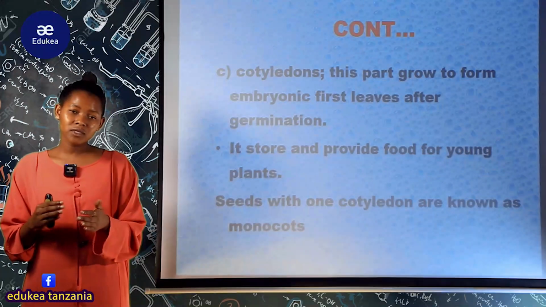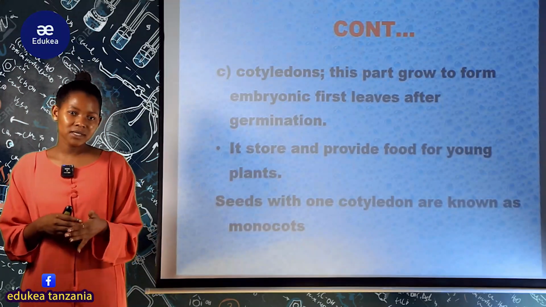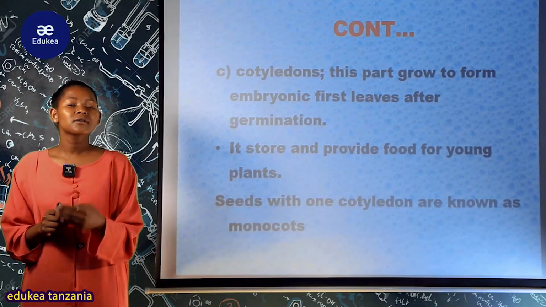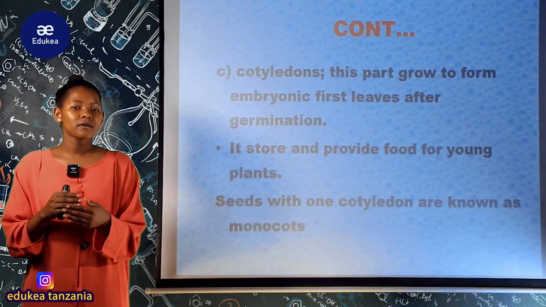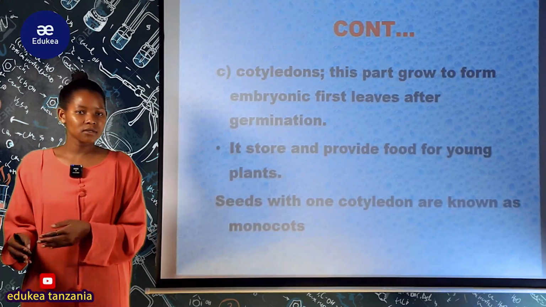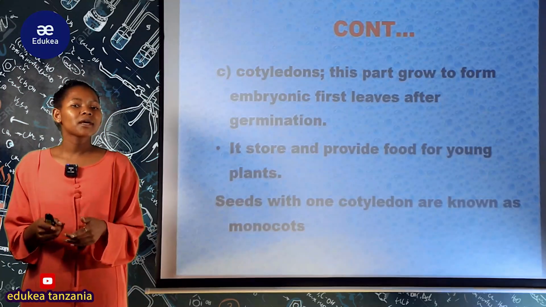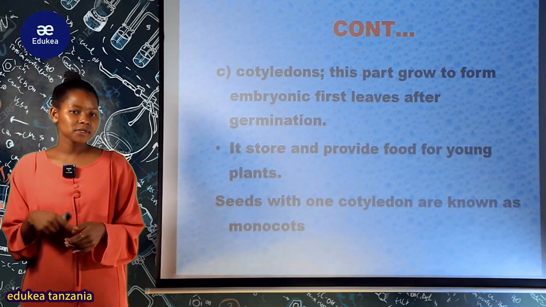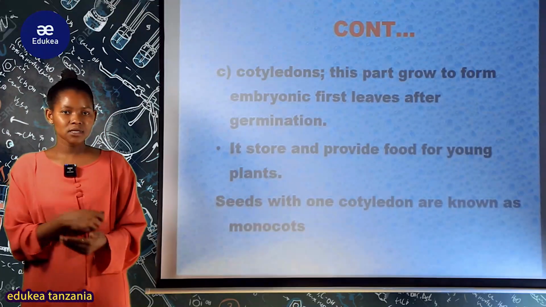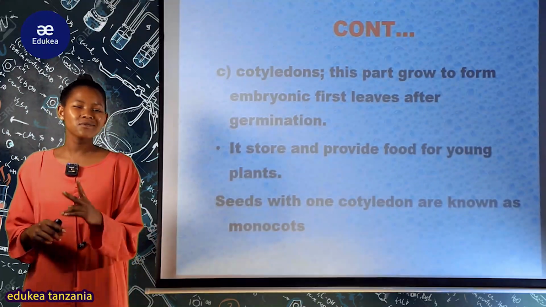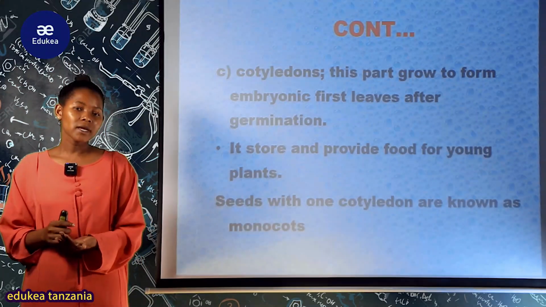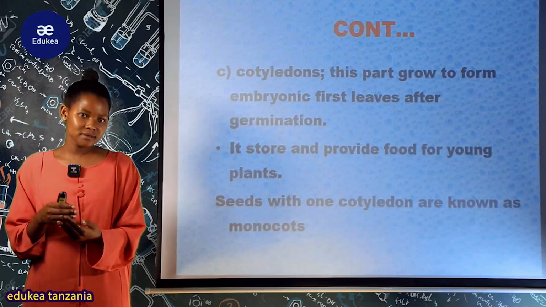Another thing we have to take note on this part of the seed is that seeds consist of varieties of kinds. We may have monocotyledons and dicotyledons, depending on the number of cotyledons they possess. For instance, seeds with one cotyledon are known as monocots, and those with two cotyledons are known as dicots. A good example of monocot seeds is a maize seed.